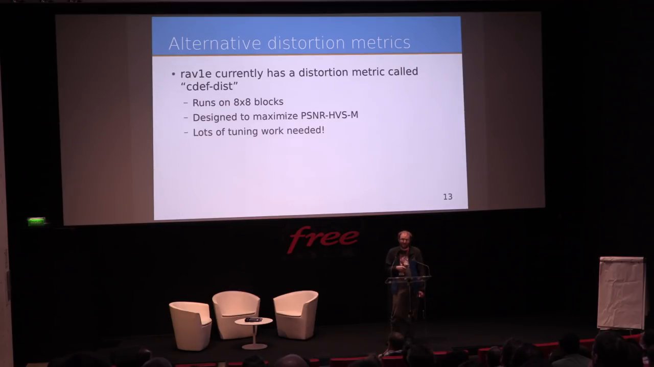The problem with all these metrics is you're tuning for visual quality, and so machines can only do so much to tell you how good the video is. Eventually, you have to go tune the numbers yourself with real eyes.